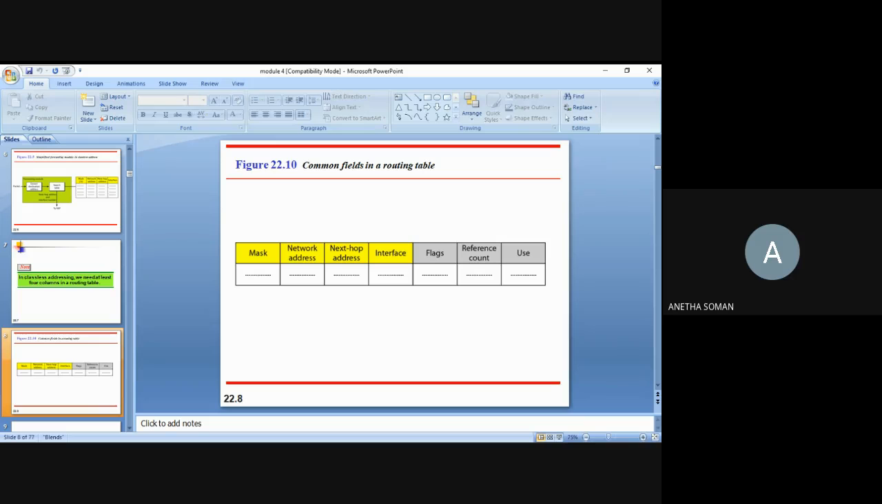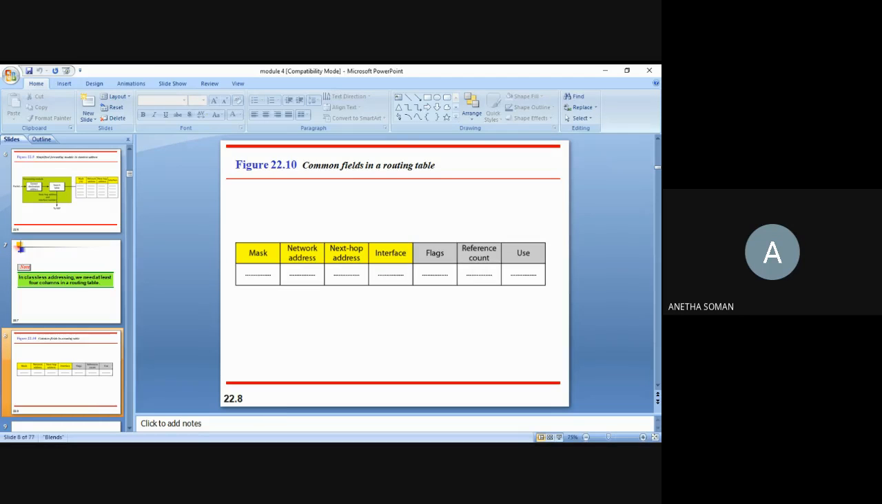The reference count field gives the number of users who are using that route at a particular moment. Now the last field is called the use field. The use field shows the number of packets transmitted through this router for the corresponding destination. How many packets you have to transmit is denoted in that use field. So just understand the contents of the fields in a routing table.